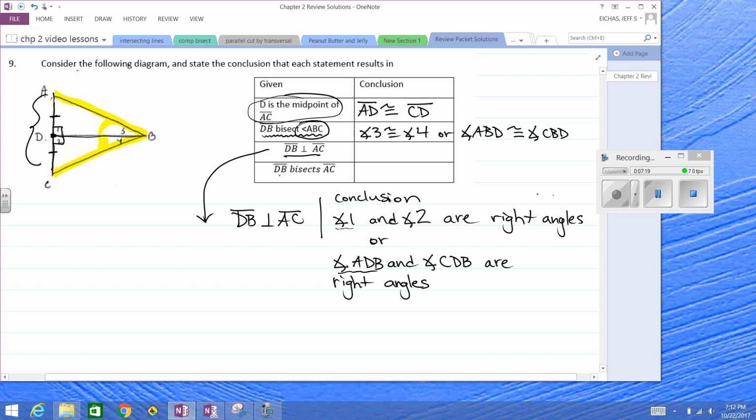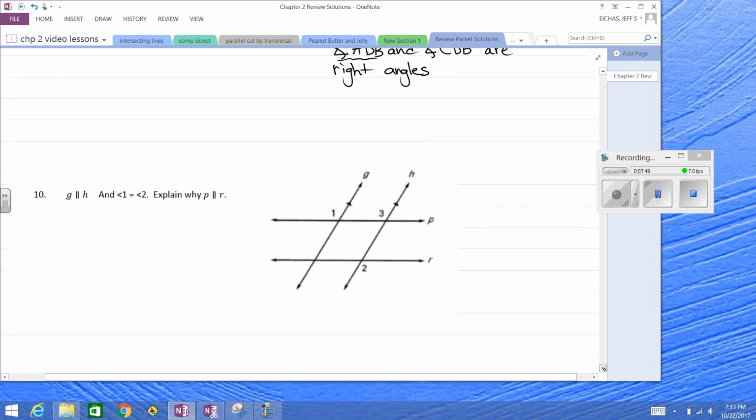All right. Now DB bisects AC. It's the same as a midpoint. DB bisects AC, same thing. So D is the midpoint of AC. I spoke about bisect, I really should have stuck to midpoint. Midpoint finds the middle point, just like bisect cuts it into two equal halves. So again, the conclusion is going to be the same: AD is congruent to CD. All right, so that's number 9.